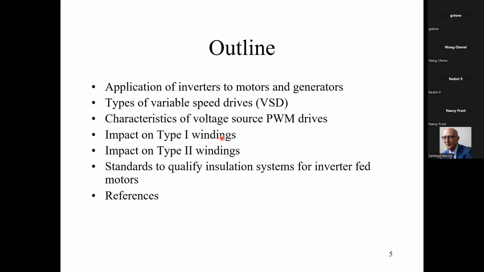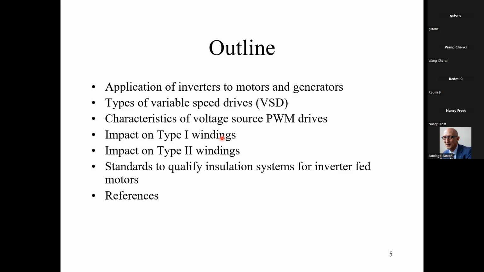And then we're going to talk about the impacts, and we're going to split that into two different kinds. What the IEC, the International Electrotechnical Commission, and its various standards, which I'll be referring to later, called type 1 windings, which tend to be random wound machines, but do not have to be. And the impact on what's called type 2 windings. Those tend to be form wound windings, and in all cases so far, use mica as part of the insulation system to resist the partial discharges that might occur.